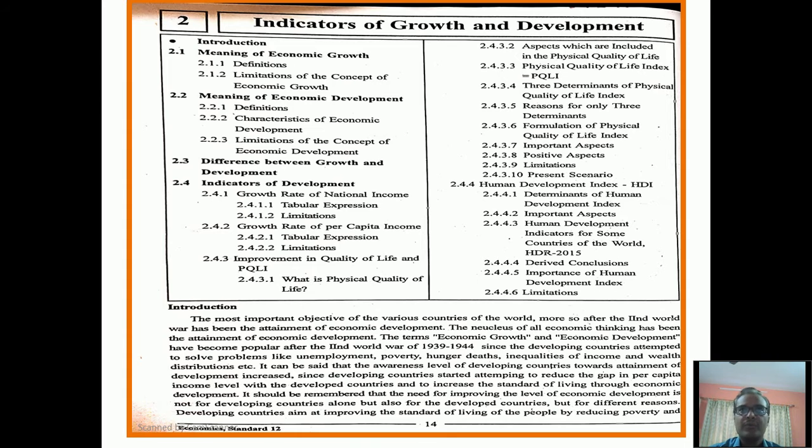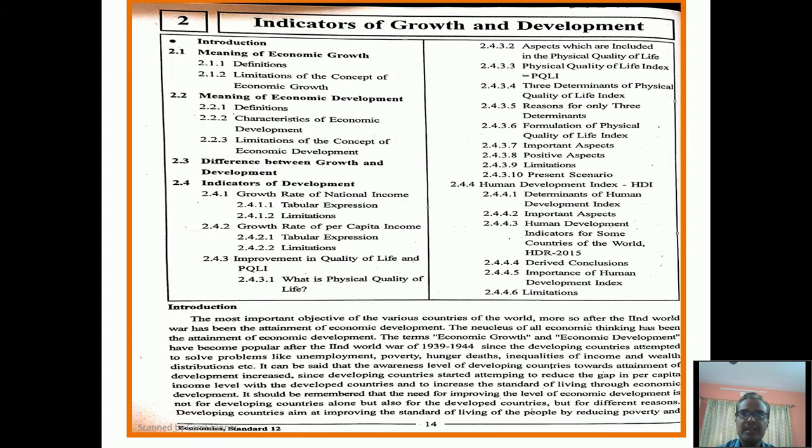Second chapter, Indicators of Growth and Development. In this chapter we are going to study the meaning of economic growth, definitions, limitations of the concept of economic growth, meaning of economic development, definitions, characteristics of economic development, limitations of the concept of economic development, and the difference between growth and development. Indicators of development include growth rate of national income, growth rate of per capita income, and improvement in quality of life, that is PQLI. In PQLI, what is the PQLI, what are its aspects, what are its limitations, the three reasons, the importance, positive aspects, limitations, and presentation also.